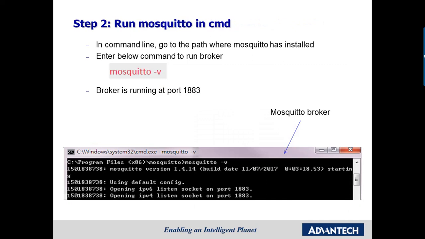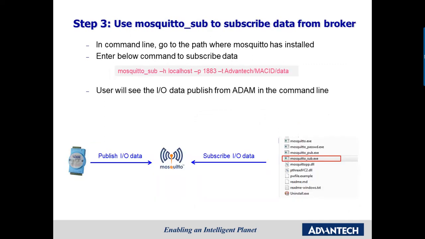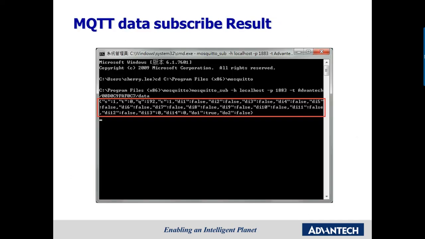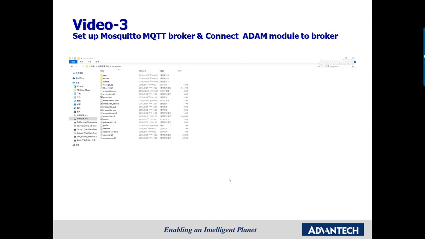And the next step is to run the Mosquitto broker in the command line. And then use Mosquitto-sub to subscribe the data from broker. If you enter the command correctly, you should see the I/O data published from ADAM in the command line. Here is the MQTT data subscribe result of this hands-on practice. And the whole process can be referred to this video.